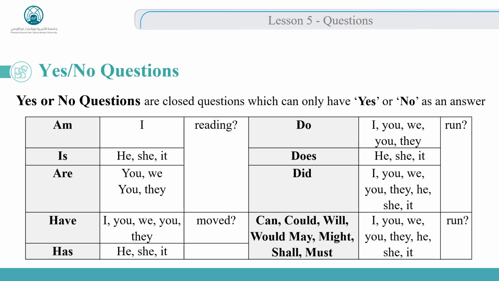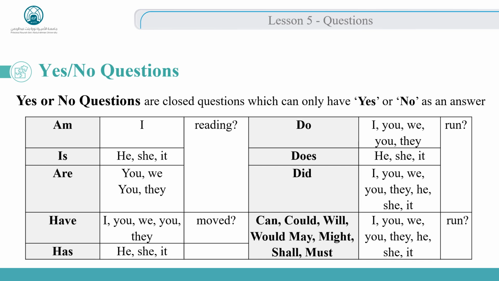So we can say, do I run? Do you run? Do we run? Do they run? Does he run? Does she run? Does it run? Do is used with I, we, you, and they, and with all plural subjects. Does is used with he, she, it, and all singular subjects. Did is used with everything, with singular and plural nouns and with all pronouns.